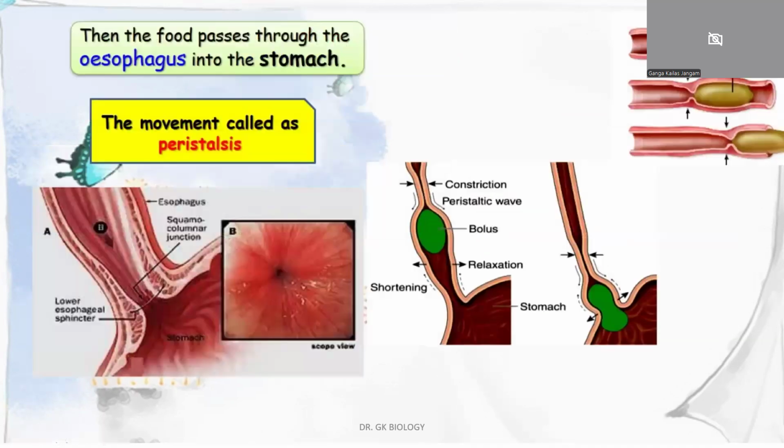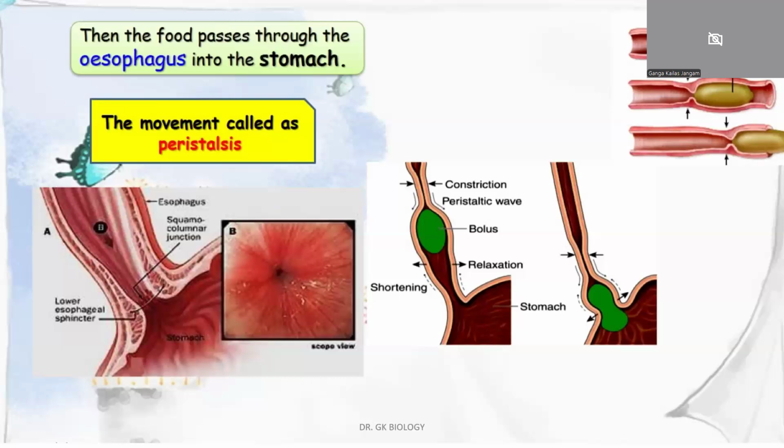Next, the partially digested food in the mouth passes through the esophagus into the stomach. How is the food moving from the mouth to the stomach? Whenever you take food, you swallow it, and it moves from the mouth through the entire alimentary canal. How is it happening? These movements are called peristalsis or the peristaltic movement.